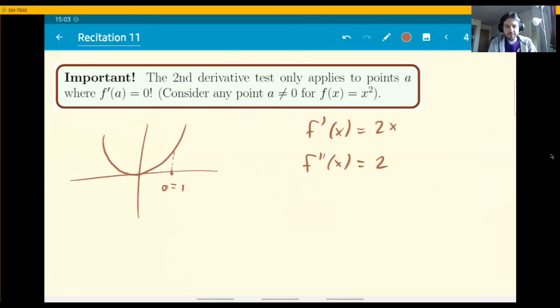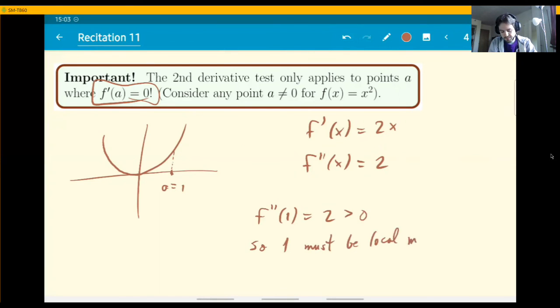If you forget about this important detail here, you might want to say, look, f double prime of 1 is equal to 2 because it's always 2. That's a positive number, so 1 must be a local minimum point. Well, no, that's not how the test works. Just because you found a positive second derivative, be careful. Doesn't mean that yet. This only applies to the locations where the first derivative is 0.